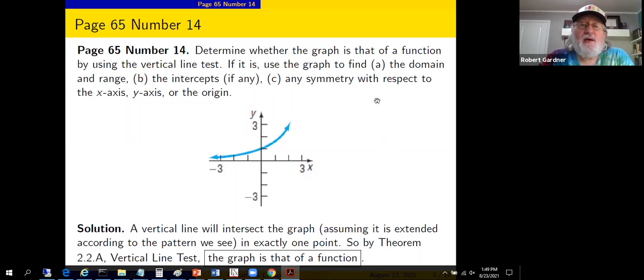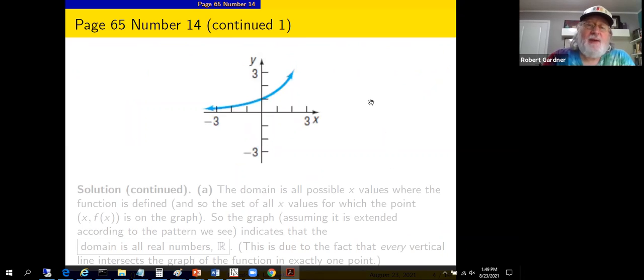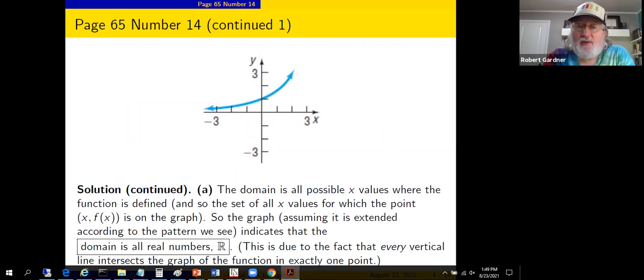Now, about the domain and range, you have to take my little added bit of information into account. The domain is all possible x values, I say, assuming the graph extends according to the pattern we see, onward without bound to the left and onward without bound to the right. I can plug in all x values and produce associated y values. If you believe that from this little piece of information and my added conversation, then the domain is all real numbers. I can plug in any value for x and there will be a corresponding y value.